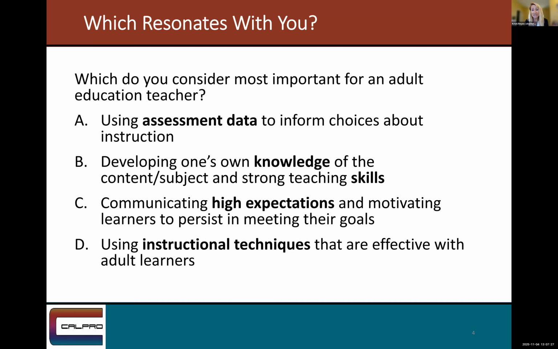C is communicating high expectations to our learners and motivating them to persist in meeting their goals. So in other words, that you set the bar high, but that you also help your students by motivating them to reach the goals of the course, and to finish the course and finish all of the program, so that they can go on to the next thing in their lives, whether that's higher education or a job or just better life skills, right? And letter D is using instructional techniques that are effective with adult learners.